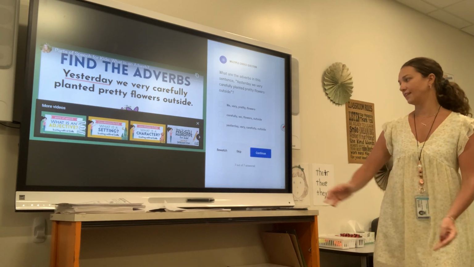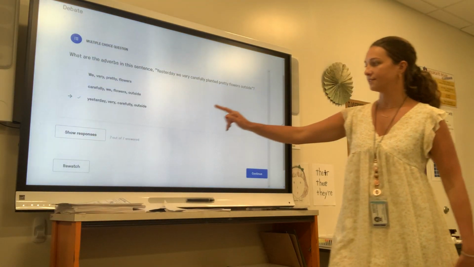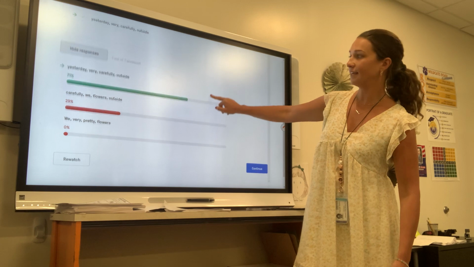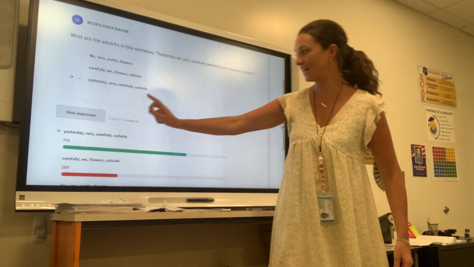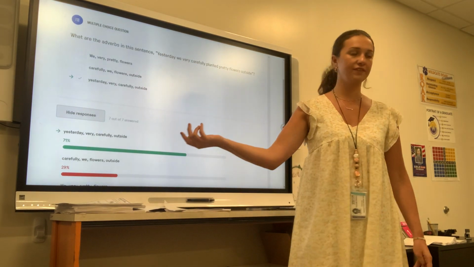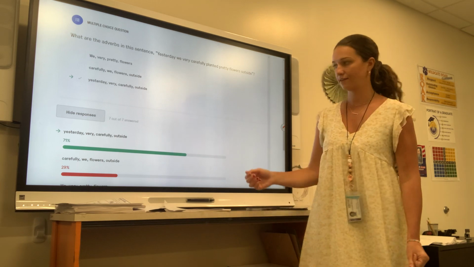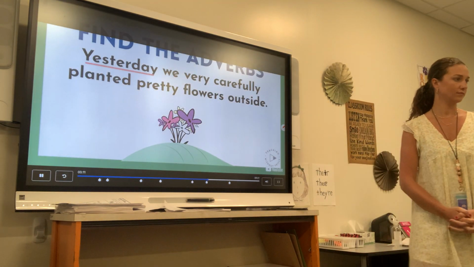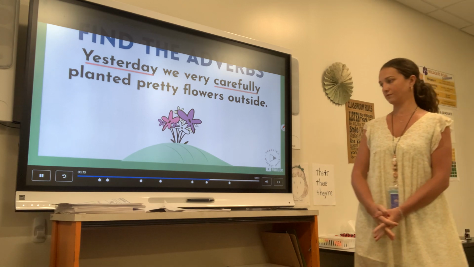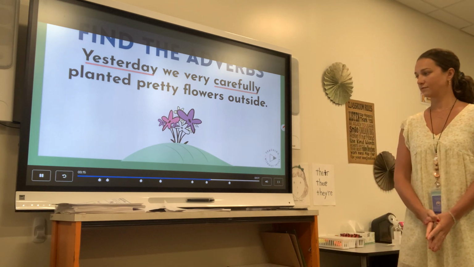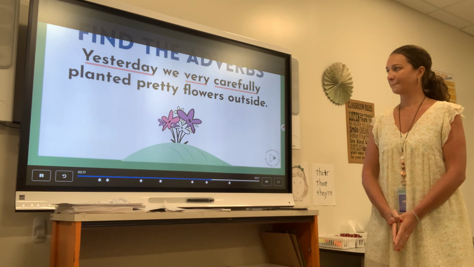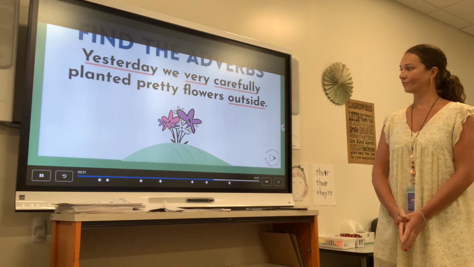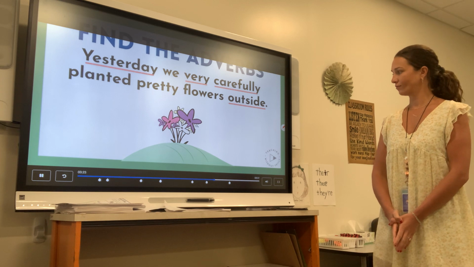Let's see. I got it right? Oh, nice job. Yes, these are all adverbs: yesterday, very, carefully, outside. Yesterday tells when we planted the flowers. Carefully describes how we planted the flowers. Very describes to what extent we were careful. And outside describes where we planted the flowers.